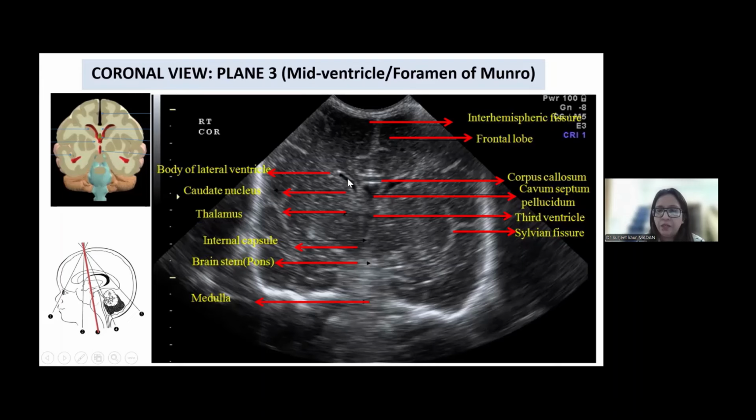These lateral black or anechoic areas are the body of the lateral ventricles. And then just beside this is the caudate nucleus, then the thalamus. Again, when you go down, these are the third ventricle. The foramen of Monro opens up into the third ventricle, and laterally you have the internal capsule. And when you go below, these are the pons and the medulla.